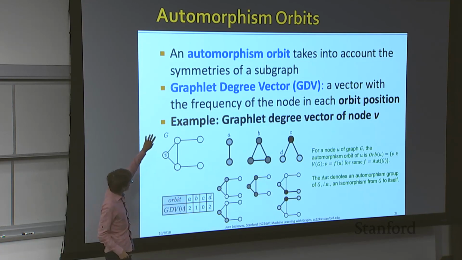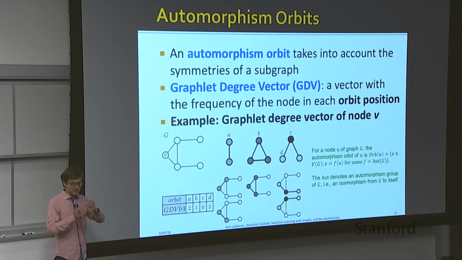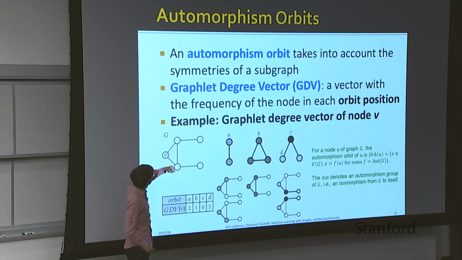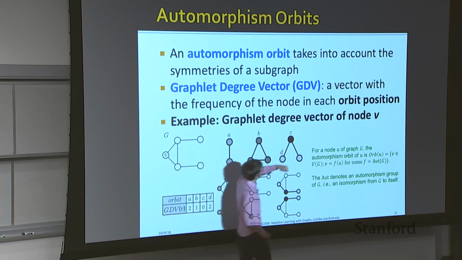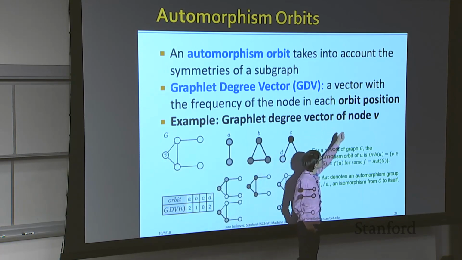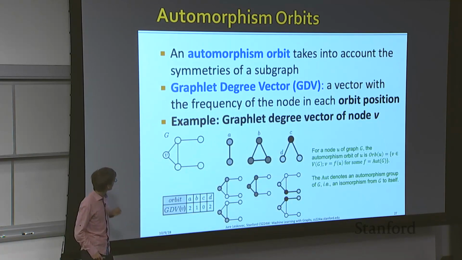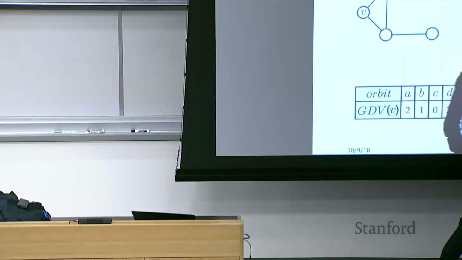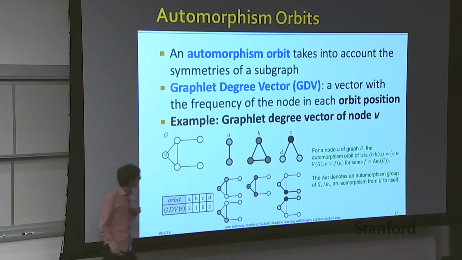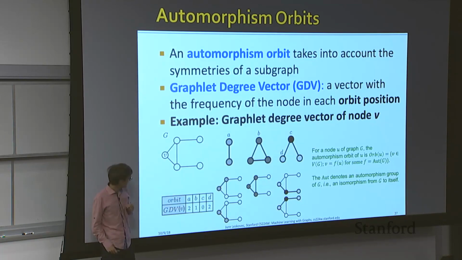So the automorphism orbit takes into account the symmetries in a given subgraph, right? The graphlet degree vector is a vector where the frequency at a given position tells me how many times the node is at that orbit position. So let me give you an example. If this is my input graph, here are the graphlets on 2 and 3 nodes. So here would be my graphlet degree vector, right?